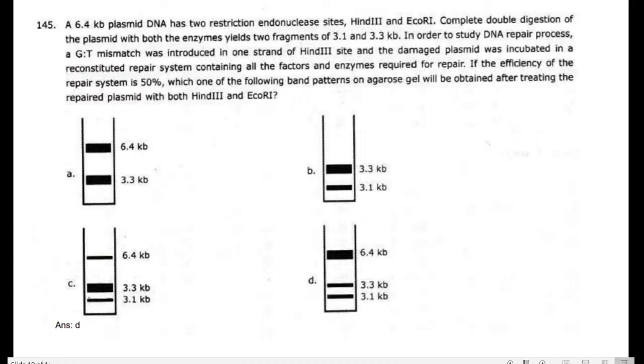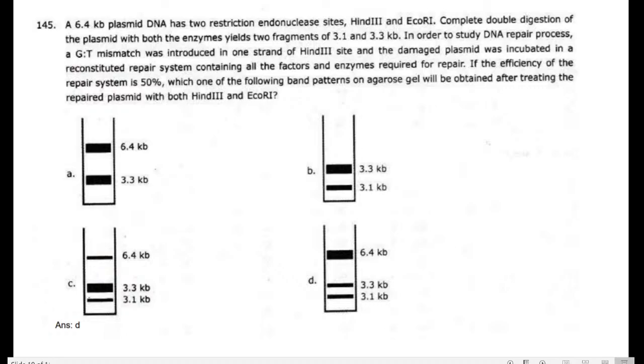Okay, this is a very easy question, but a big paragraph. You want to understand the story. The story starts: a 6.4 kb plasmid DNA has two restriction endonuclease sites. This plasmid has two restriction digestion sites, HindIII and EcoRI. Complete double digestion of the plasmid with both enzymes yields fragments of 3.1 and 3.3 kb. Complete double digestion means adding two enzymes.